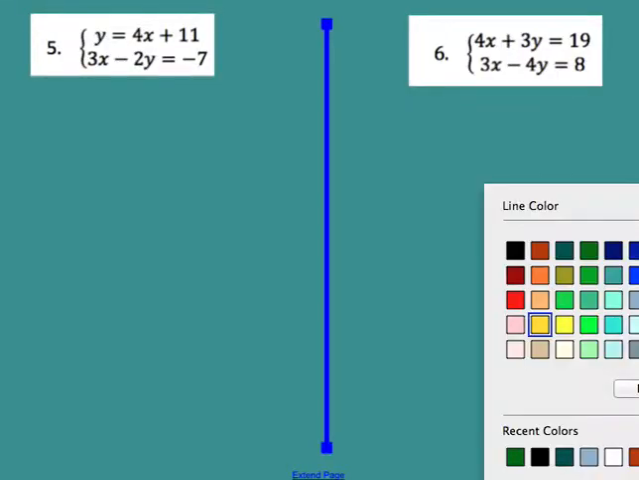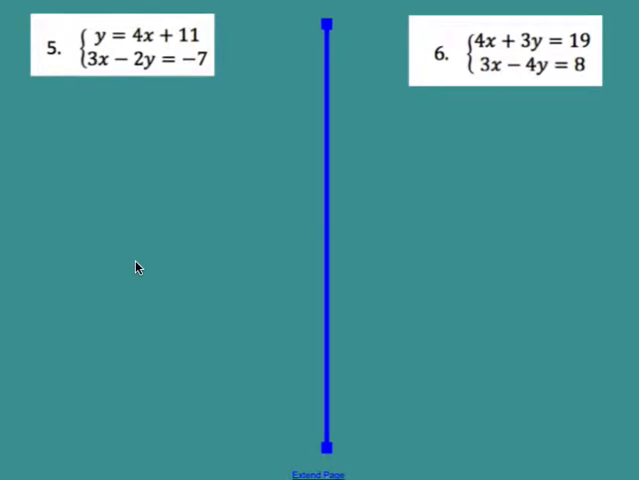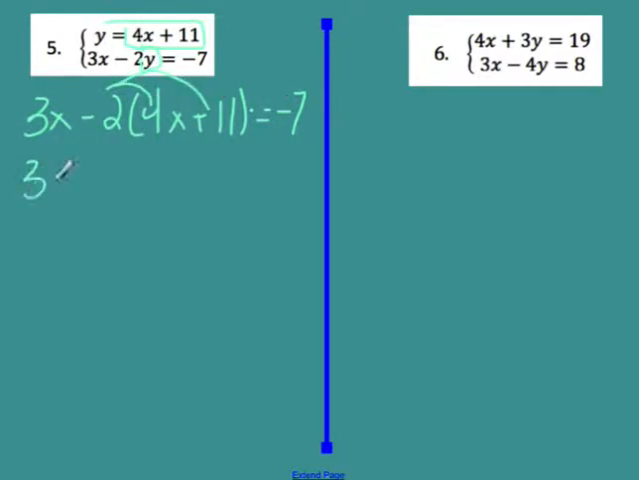So now I see that number 5 is already solved for y. y is equal to 4x plus 11. So where I see y down there, I'm going to plug that in. It's easy to use substitution on this one because it's already solved for a variable. So I'm taking y out completely and putting that 4x plus 11 in instead. So now I'm going to start by distributing that negative 2.